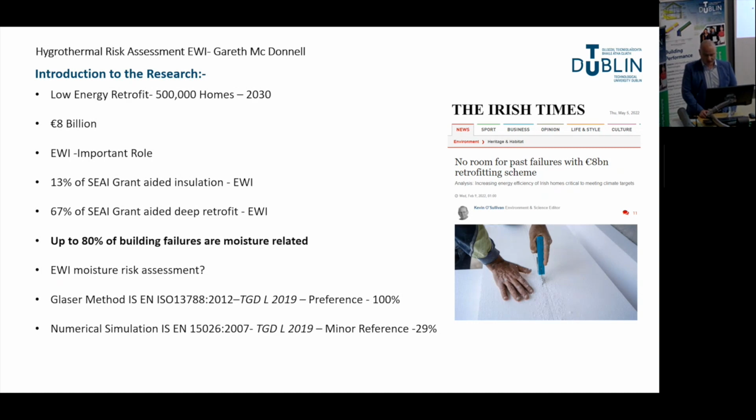A survey conducted of NSAI Agrément certificate holders for EWI carried out as part of my research indicated that 100% of these use the Glaser method for hydrothermal risk assessment and 29% use numerical simulation on a small selection of projects.